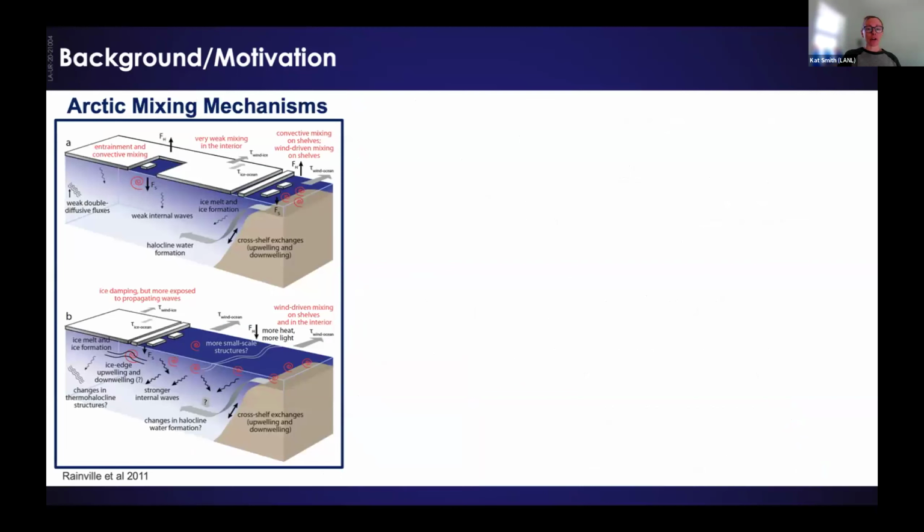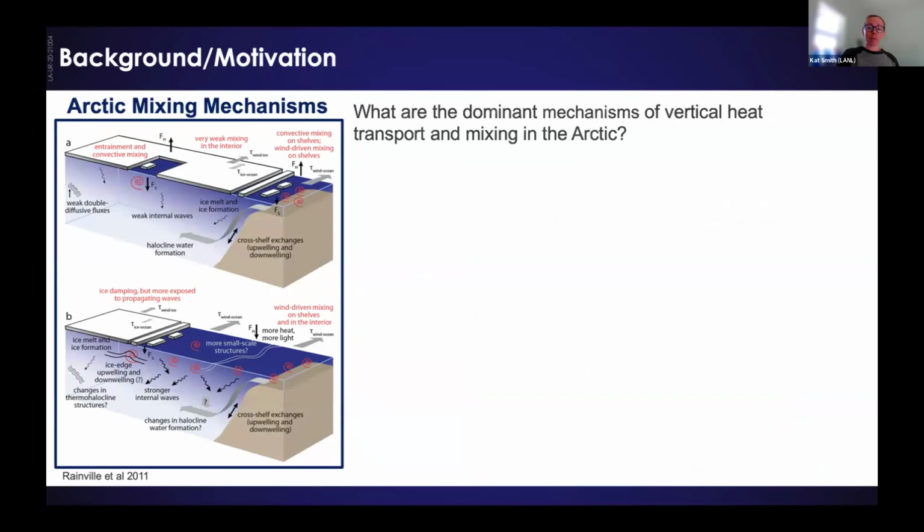Two questions that I'm going to try to at least answer in part in this talk are, first, what are the dominant mechanisms of vertical heat transport and mixing in the Arctic? Are they universal across Arctic regimes? The Canadian basin is quite different from the Eurasian basin, and even within both of those, there are changes. And then how will these change in the future when we have less sea ice and it becomes more seasonal?